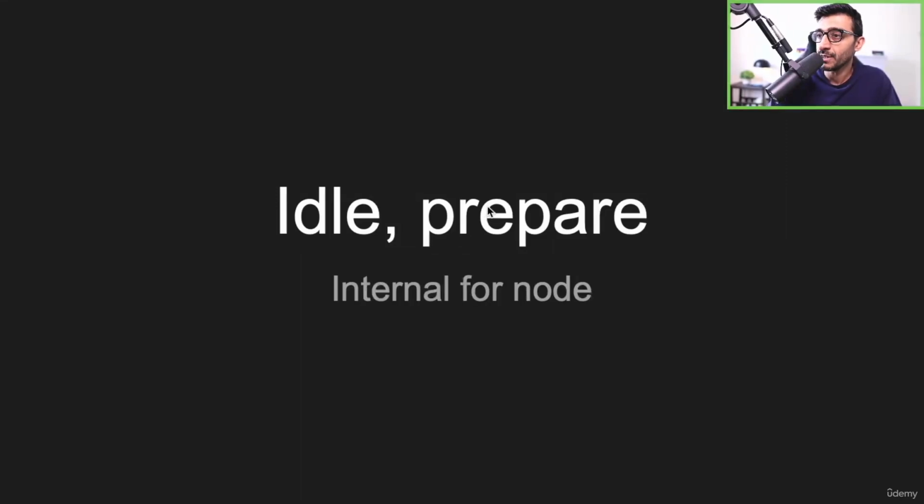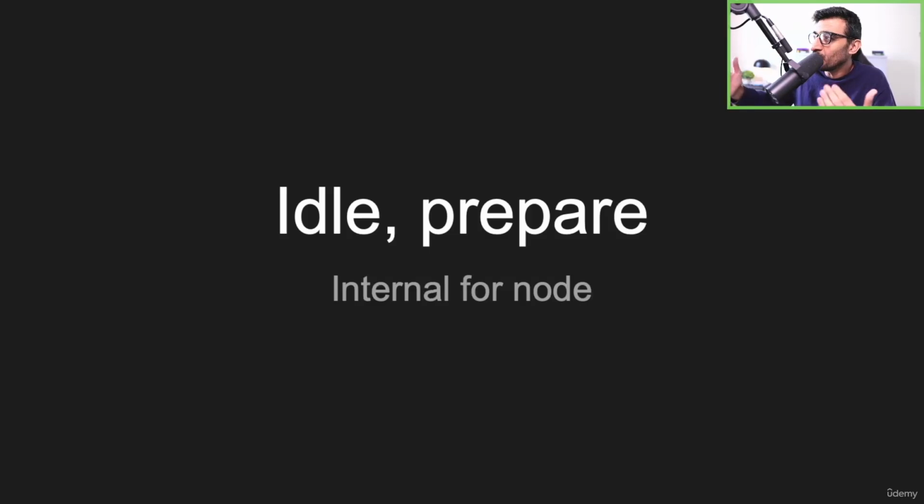All right, you guys. So the phase right after the pending callbacks is what is called the idle prepare phase. It's a two-in-one phase, and we can call it an invisible phase. It's not something that us users really care about. It's there for Node to do some internal work, especially the idle part.